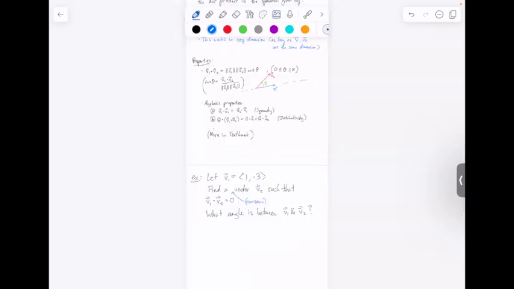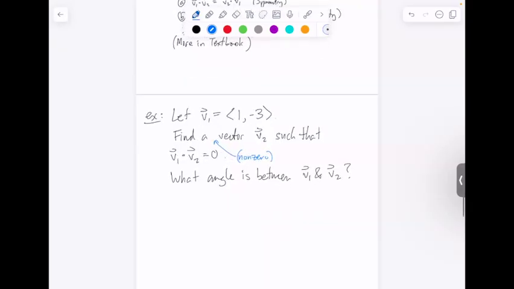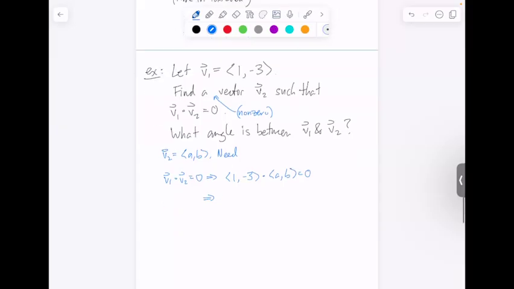Okay, so do we have ideas on what this is? Okay, negative reciprocal, and it will be orthogonal. So yeah, let's discuss this. There are multiple ways. Let's say V2 is equal to (A, B). We need V1 dotted V2 to be equal to 0. What does this mean? Well, this means that (1, -3) dotted (A, B) must be equal to 0. If I expand this out, you have 1 times A plus -3 times B. So you want A - 3B to be equal to 0. In other words, you need the components to satisfy A must be equal to 3B.